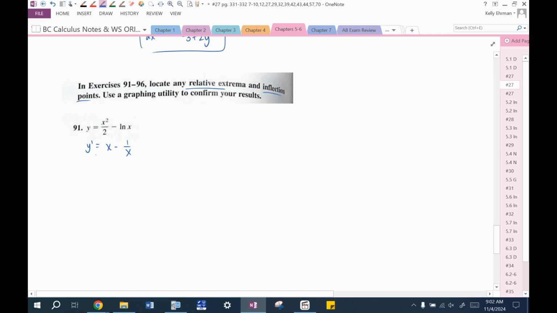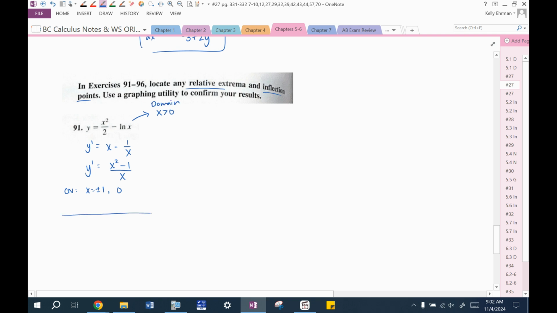Relative extrema can occur where y prime equals 0 or is undefined. So let's get this into a common denominator: x squared minus 1, all over x. Critical numbers are x equals plus or minus 1 from the top, or 0. Remember, the domain for this is x greater than 0.